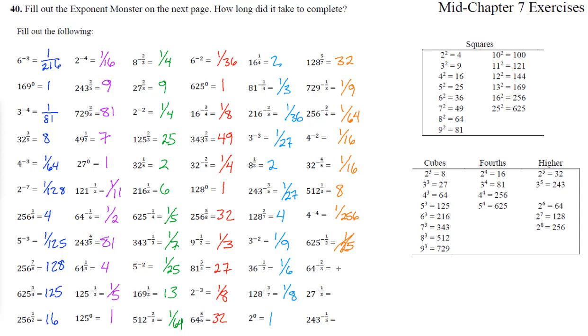64 to the negative 2/3 power. Cube root of 64 is 4. Squared is 16, and it's 1 over 16. 27 to the negative 1/3 power, 1 over 27 to the 1/3, which is 3. And 243 to the negative 1/5 power is 1 over 243 to the 1/5, which is the 5th root of 243, which is indeed 3.